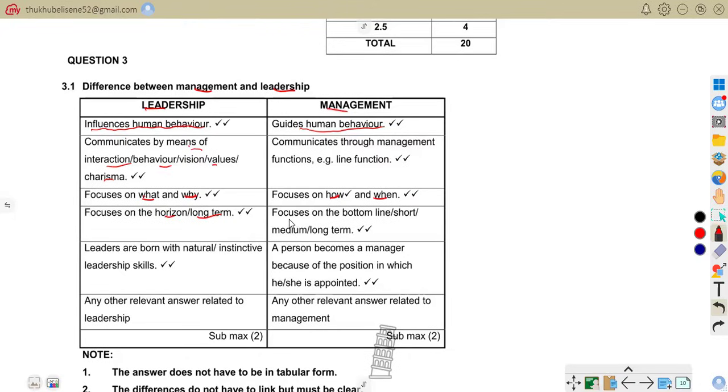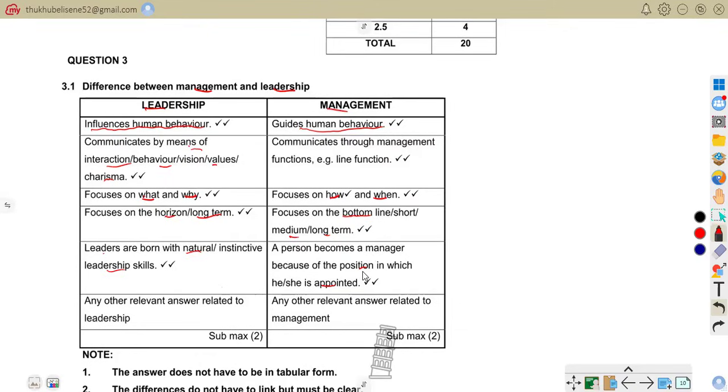While managers focus on the bottom line, short, medium, or long term. So it means managers focus on short or medium term, on daily operations. Leaders are born with natural instinctive leadership skills, while a person becomes a manager because of the position to which he or she is appointed. So any relevant answers to leadership and management are acceptable.